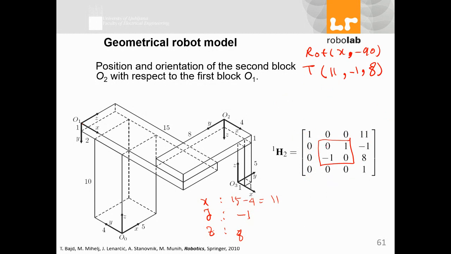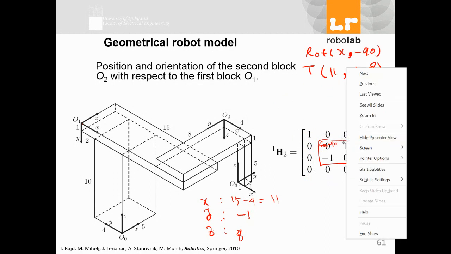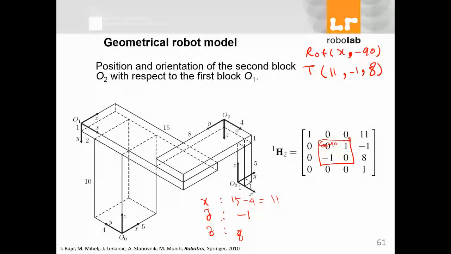cosine of negative 90. This is cosine of negative 90. This is negative sine of negative 90, which is 1. Sine of negative 90, cosine of negative 90, which gives me this. So this matrix is exactly the same as we found. Any question?